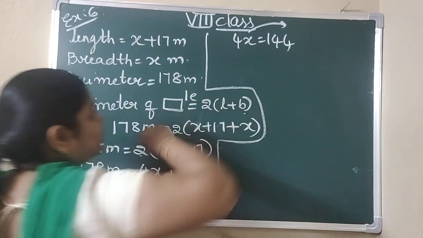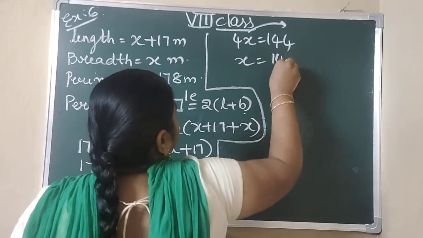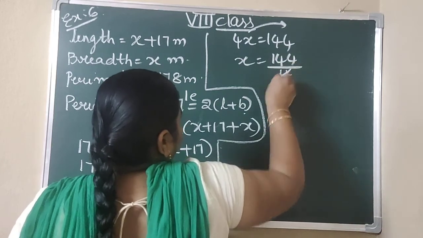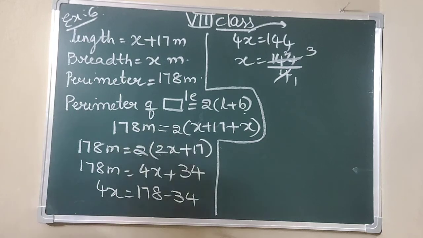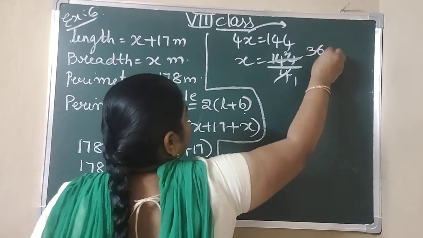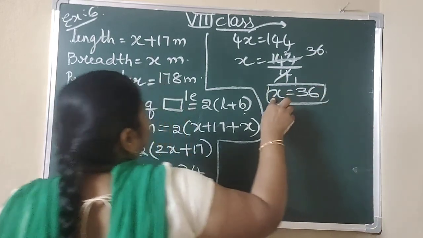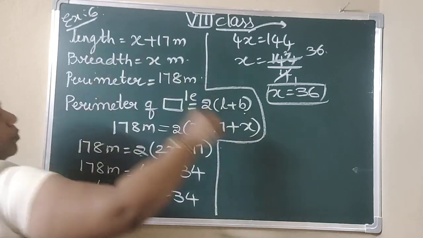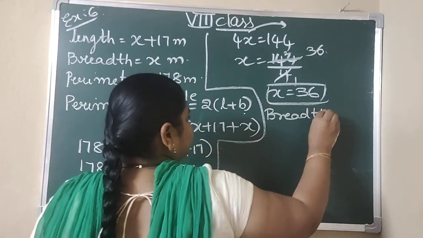Transpose the 4 to the other side, and that becomes division. So x is equal to 144 by 4. 4 1s are 4, 4 3s are 12, 2 will be remaining, 4 6s are 24. So what is the x value here? x is 36. And what is x? x is nothing but the breadth value. So we got the breadth value as 36.